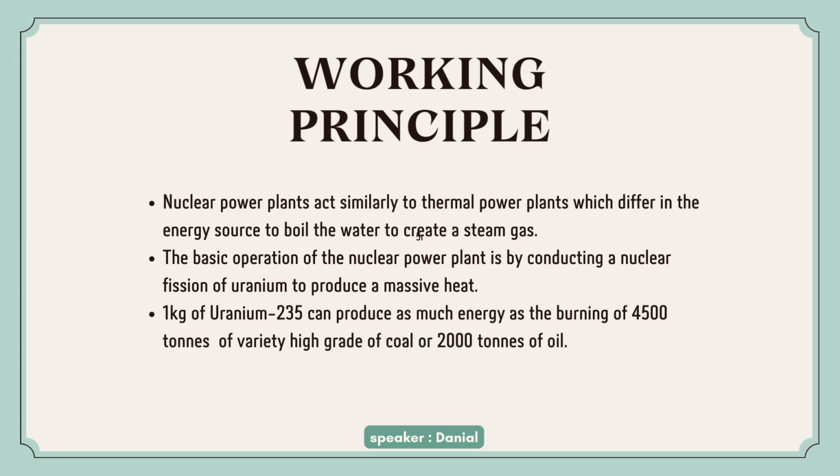Proceed to the working principle. Nuclear power plants act similarly to thermal power plants, which differ in the energy source used to boil the water to create steam. The basic operation of a nuclear power plant is conducting nuclear fission of uranium to produce massive heat. 1 kg of uranium can produce as much energy as burning 4,500 tons of high grade coal or 2,000 tons of oil.